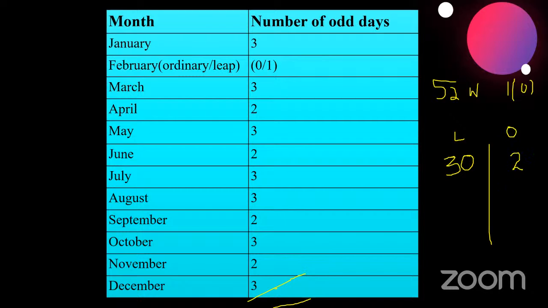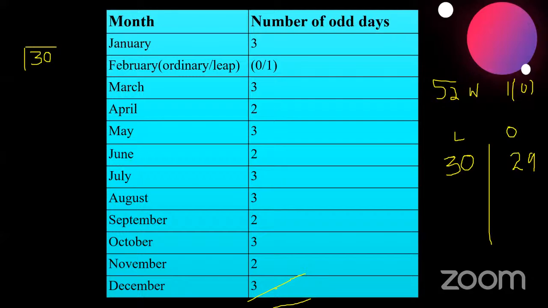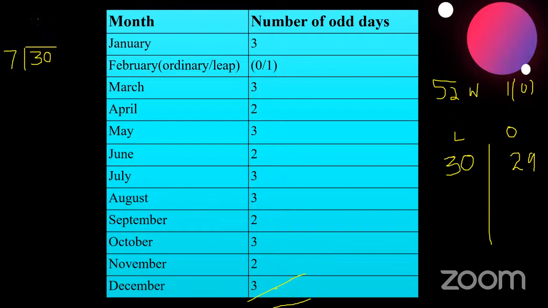In a week, 7 days are there. So we have to divide by 7, for both leap year and ordinary year. If we divide 30 by 7, 4 sevens are 28. In the 7 table, 4 sevens are 28 will come. Remaining is 2. In a leap year, 2 odd days are there. That remaining 2 is the odd day, and 4, the quotient, is the weeks.